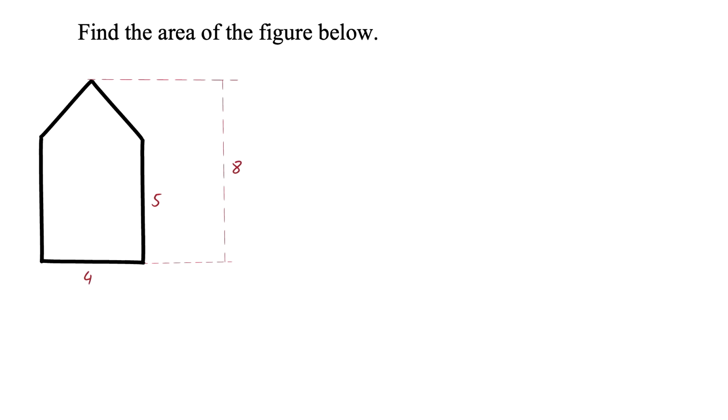From the diagram, we can see that the figure can be subdivided into 2 separate shapes. That is a triangle and a rectangle. The total area is the sum of the 2 areas. Let's first find the area of the rectangle.